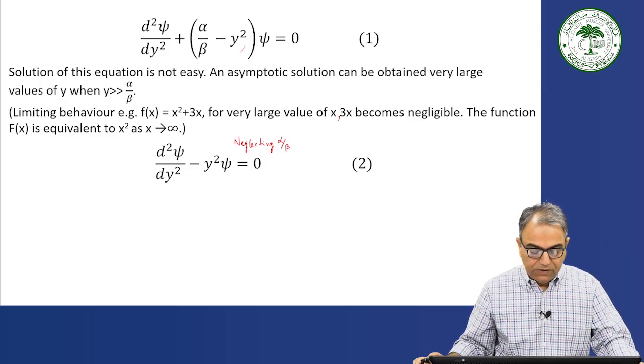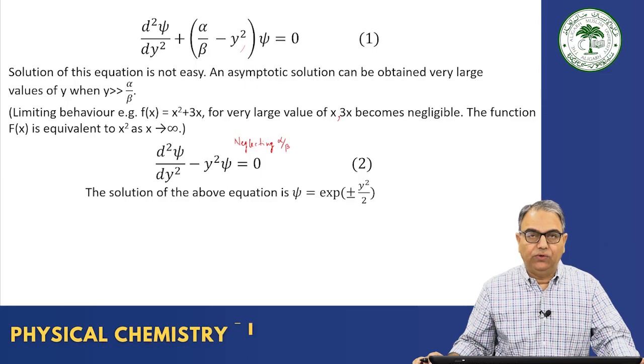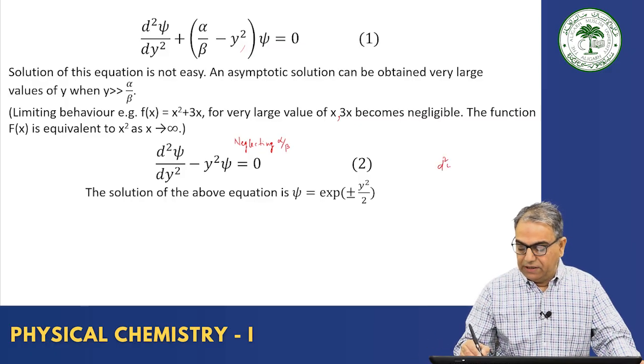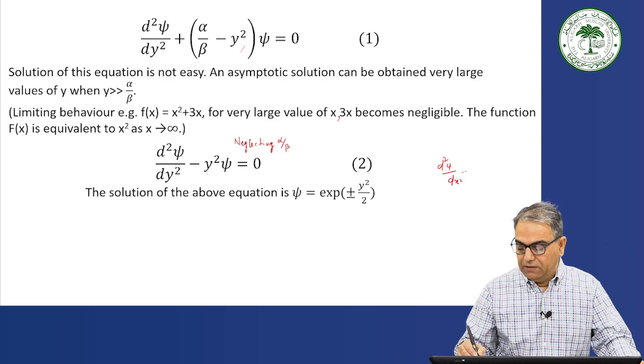Now this solution is known to you because we have done the solution in particular in a one dimensional box also, that d square psi by dx square is equal to minus k square psi. If you are aware of d square psi by dx square plus k square psi is equal to 0, this solution we have already done.